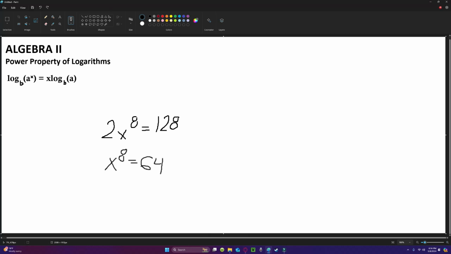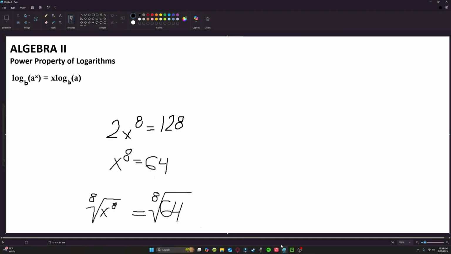So in order to do this, we have to take it to the 8th root. If a square root is what number multiplied by itself will get you that answer, an 8th root is what number multiplied by itself 7 times, technically, will get you 64. So now that we have this, obviously the 8th power and the 8th root cancel out, leaving us with x equals the 8th root of 64.